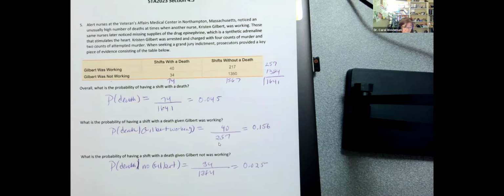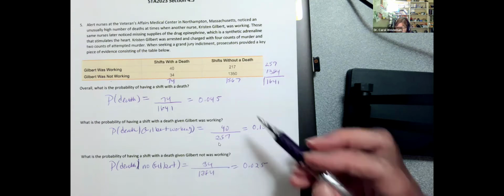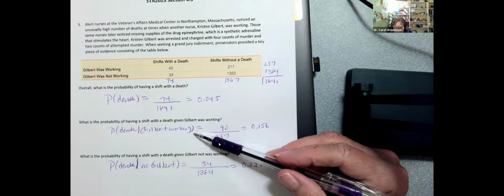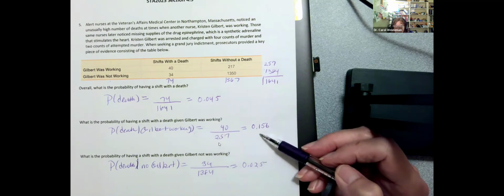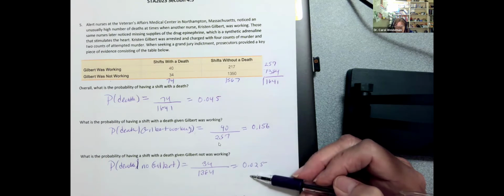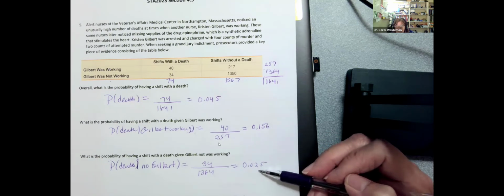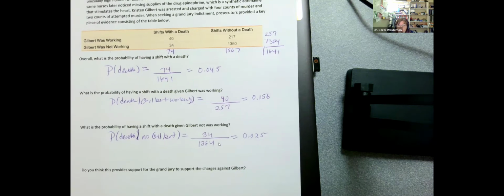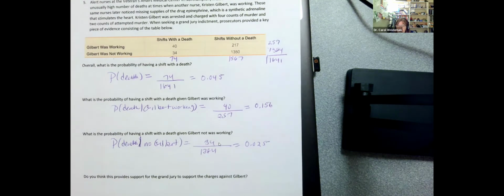Okay, so what does this tell us? Overall, about 4.5% of the shifts had a death. When Kristen Gilbert was working, that went up to over 15% of the shifts having a death. When she wasn't working, it dropped down to 2.5%. What does that tell us? Do you think this provides support for the grand jury to support the charges against Gilbert? Absolutely. She's in jail, actually.